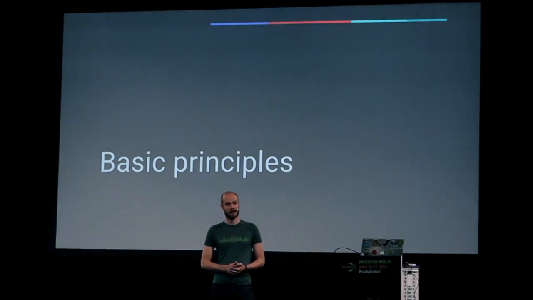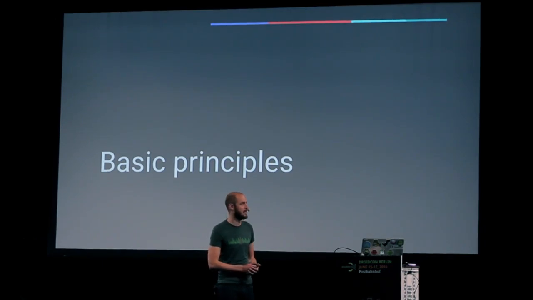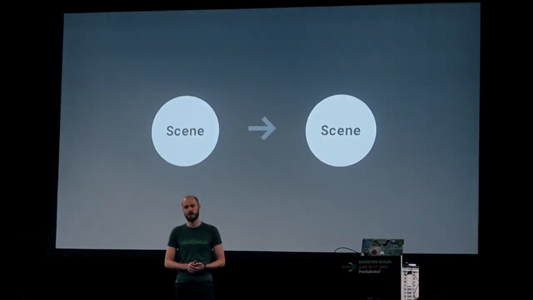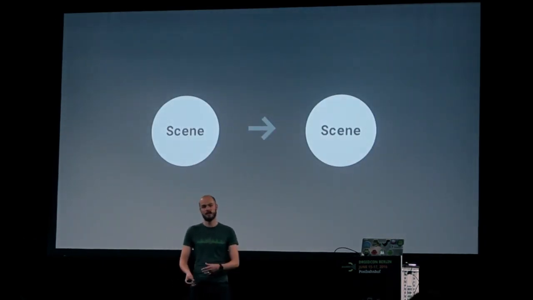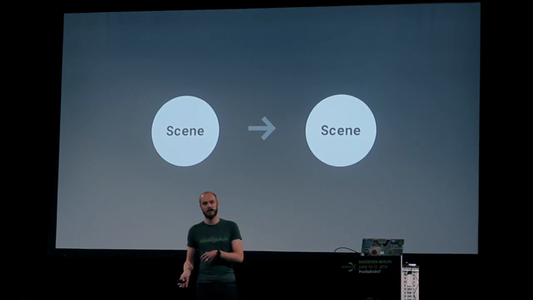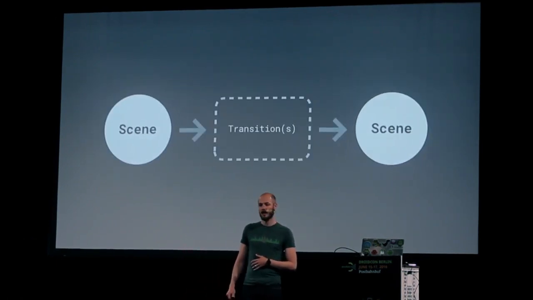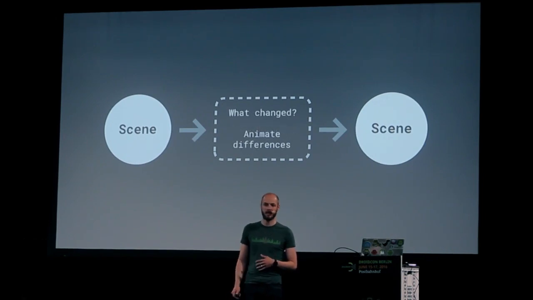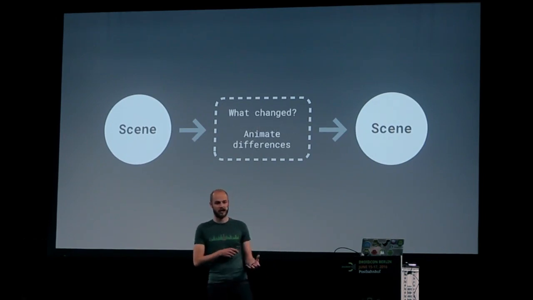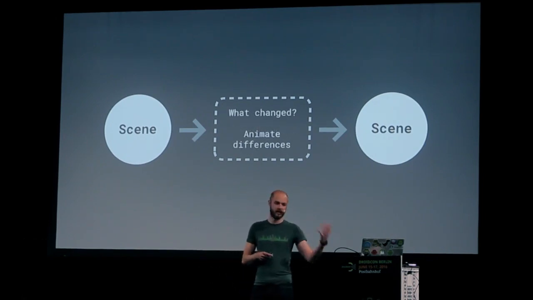First off, the basic principles. What is a transition? A transition kicks in whenever there's a scene change. So, for example, if you switch activities or if you replace one fragment with another, but also if you want to change layouts. A transition is what happens in between that. And it basically covers one thing or a couple of things, which is what has changed. So from scene A to scene B, and then it animates these differences.